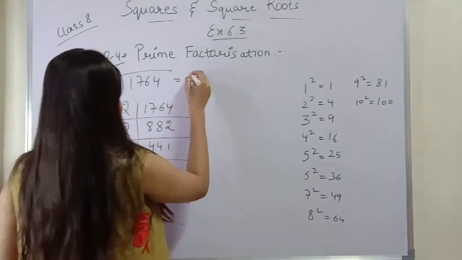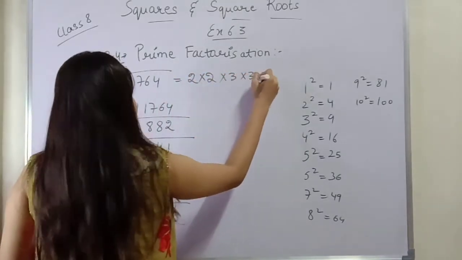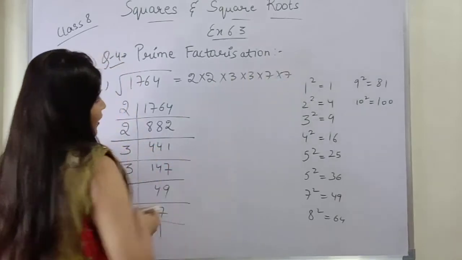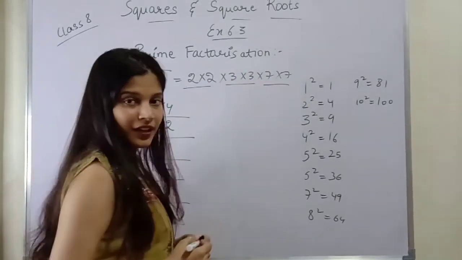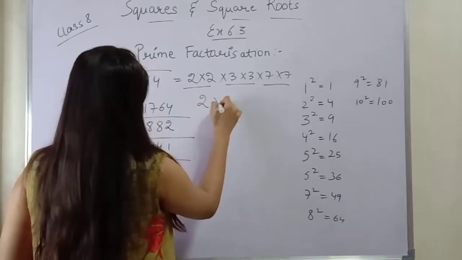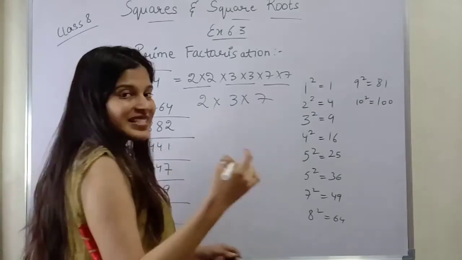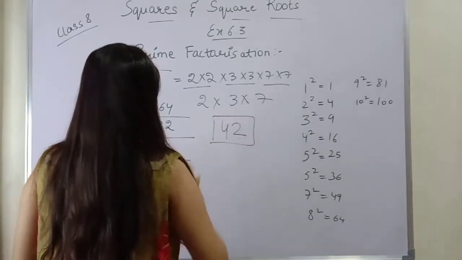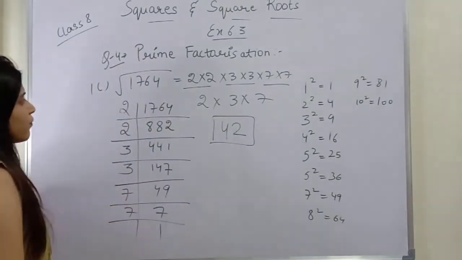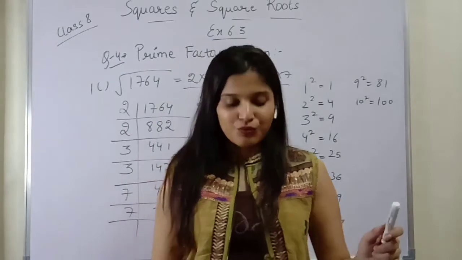Now we will write these numbers in a row. 2 into 2, 3 into 3, 7 into 7. अब pairing कर देंगे 2, 3 and 7. Now we will take one number from the pairs. 2 into 3 into 7. 2 3s are 6 and 7 6s are 42. It means that the square root of 1764 is 42.